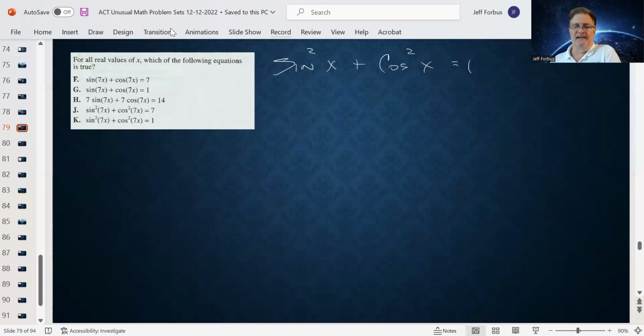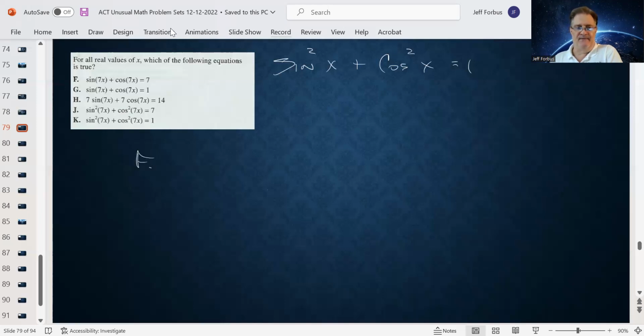So the identity is sine squared x plus cosine squared x equals 1. That holds true, and we're going to use that identity to evaluate our answer choices. Our answer choices must be identical to this. Now, look at F, G, and look at F.